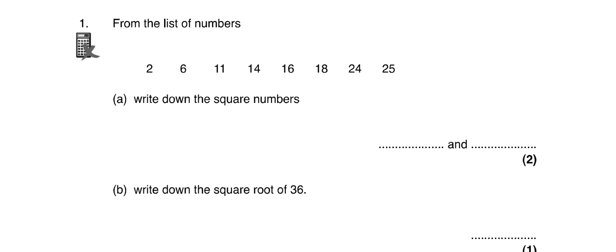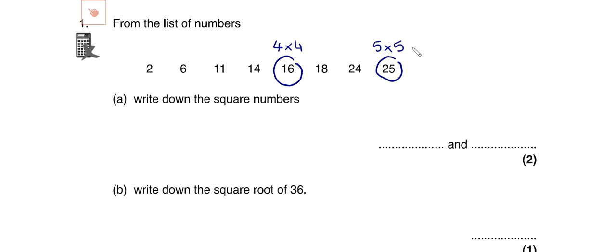Okay? So, out of this list, the square numbers are 16 and 25. And how I know they're square numbers is because 16 is 4 times 4, and 25 is 5 times 5. So that's how I get the square numbers.